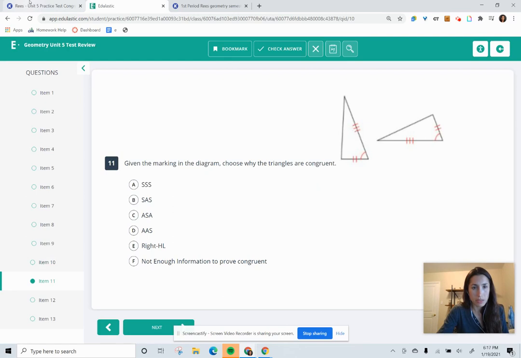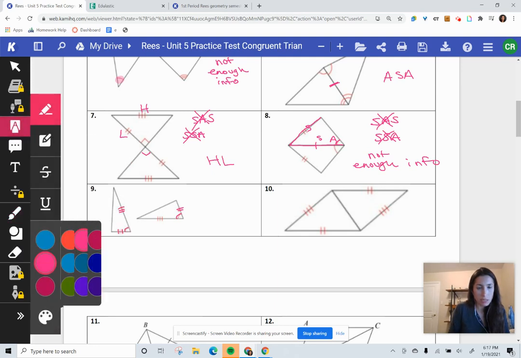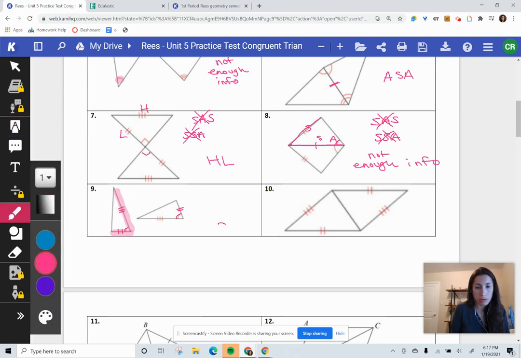Okay, so the next one here, we've got the markings here, we've got a side congruent to another side, and we've got this angle here that's marked, and then we've got another side. So if you were to trace both of those sides, I'm going to trace this side here, and I'll trace this side here. The angle is in between them. It's in the middle. So this would be side angle side congruency.